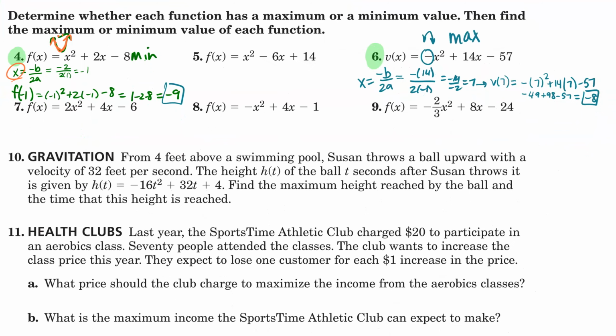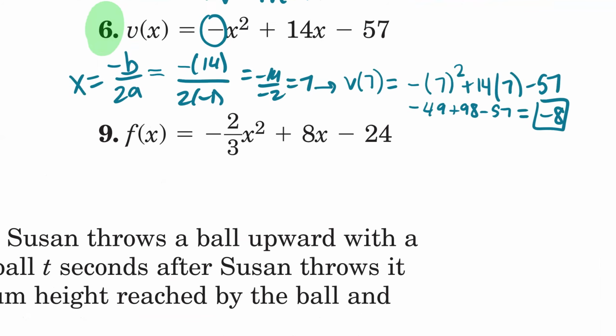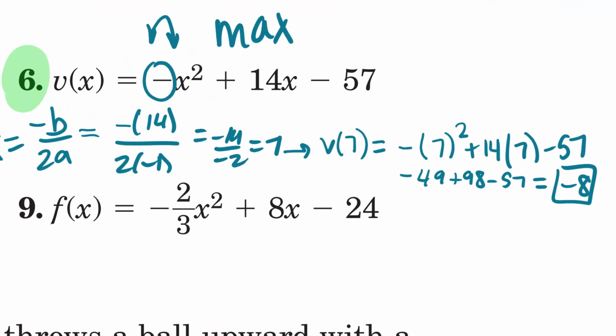So I'll leave this work up here. It's kind of hard to see, it's really small. 98. 14 times 7? Yeah. So she found the x of the vertex is 7. Plugging in, we find the y. Cool. Awesome.